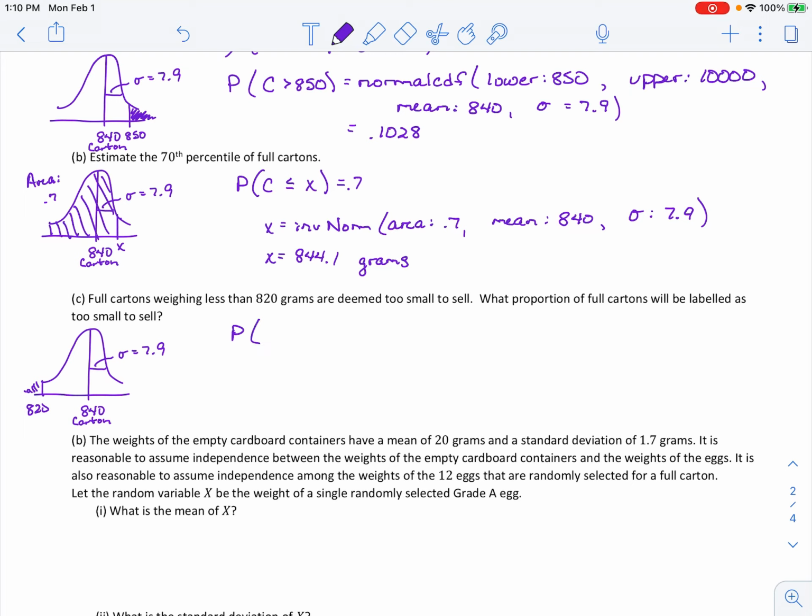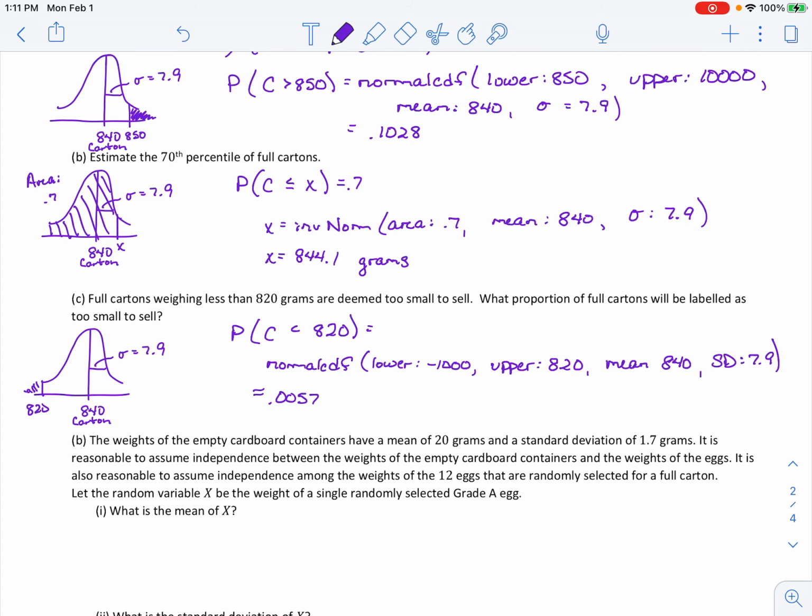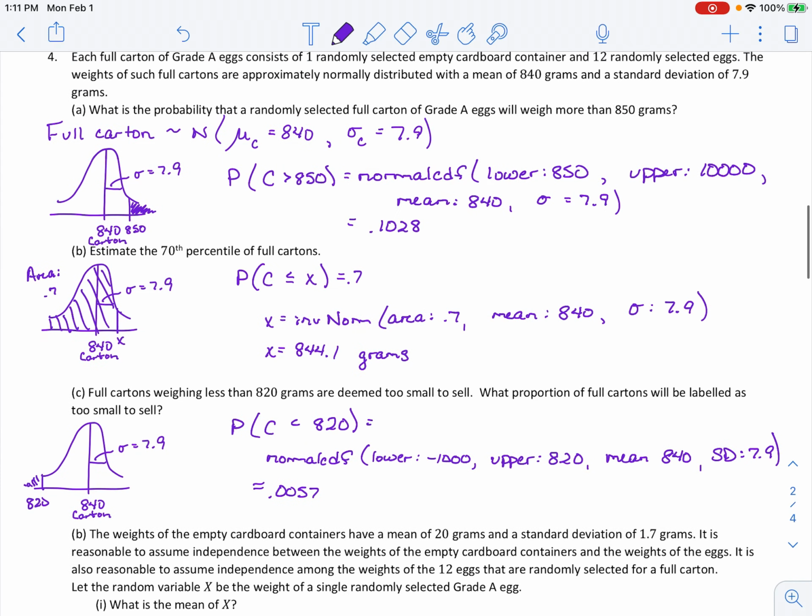So I'm trying to find the probability of a full carton being less than 820 grams. This time, for my lower, I'll just throw in negative 1,000. I shaded from negative infinity until I stopped at 820. Since those are X values, I will use the mean of 840 and the standard deviation of 7.9. I have not been showing my work for possible z-scores for this particular question. So very unlikely to have one less than 820.